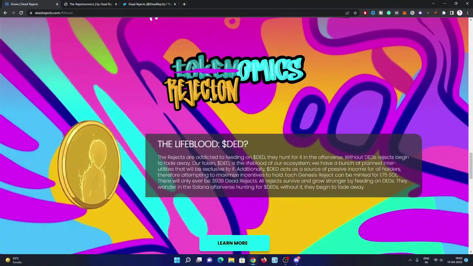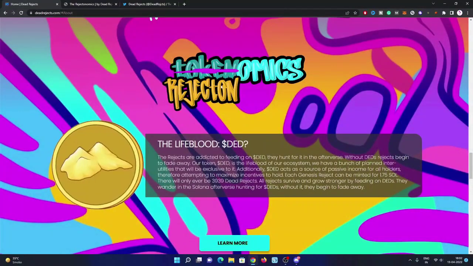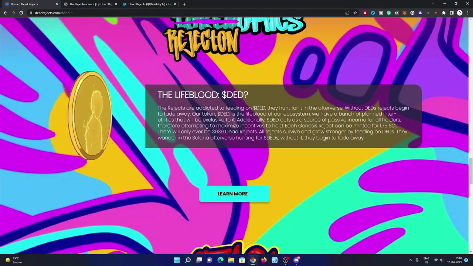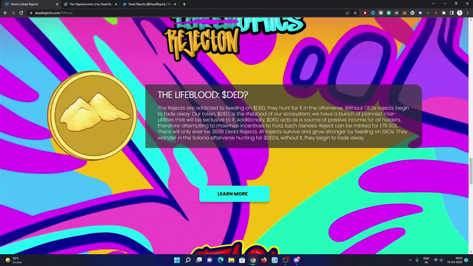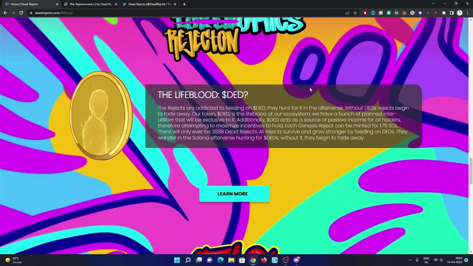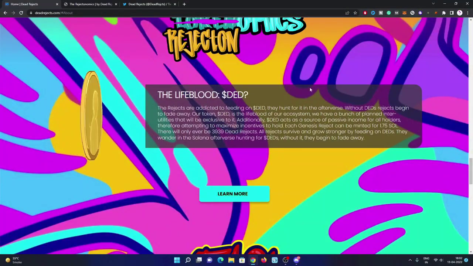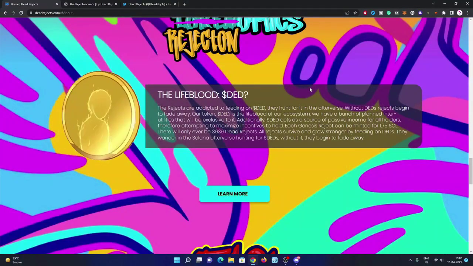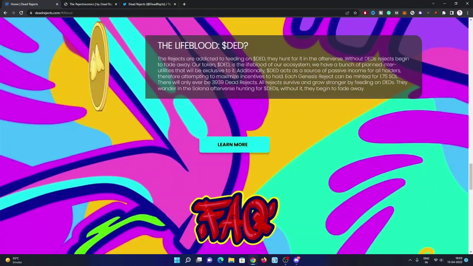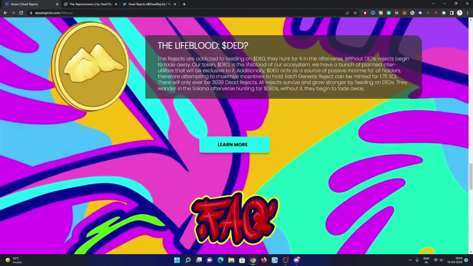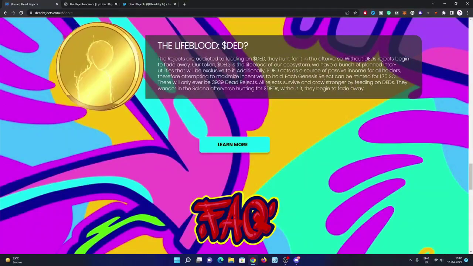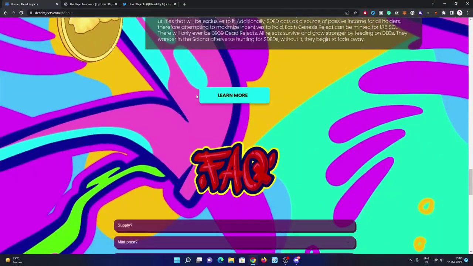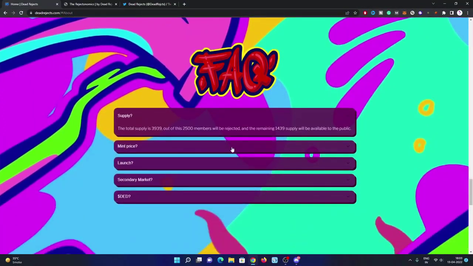Then here we go for the rejectionomics. This is called tokenomics in our language. So have a look. There is a dead token, DED. The rejects are addicted to feeding on dead. They hunt for it in the afterwards. Without dead, rejects begin to fade away. Their utility token, their supply is 3939. The price of the Genesis reject can be minted for 1.75 Solana, which is a fair one as compared to their hype. Have a look on their basic questions.